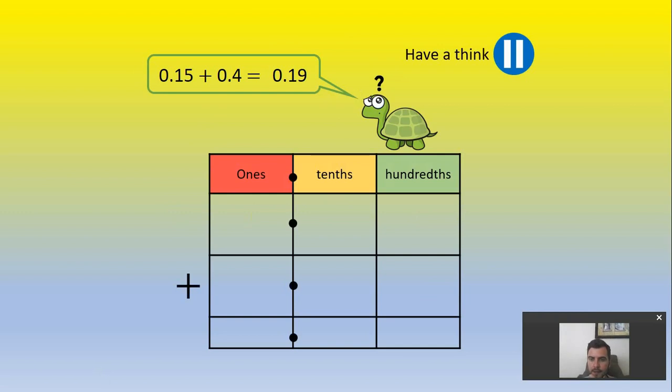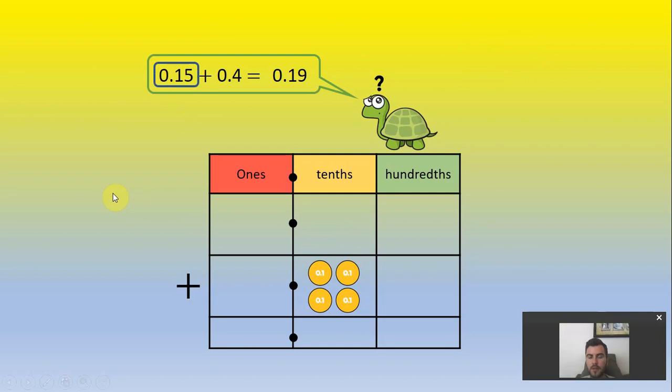Let's break it down. We'll use our columns here to add them together. So if we add the 4 tenths, we've got our 4 counters here. Each one represents a tenth, so that's our 4 tenths. Then we've got 0.15, or 0 and 15 hundredths. So we've got 1 tenth, and my 5 hundredths go into that column. Then we can add them up.